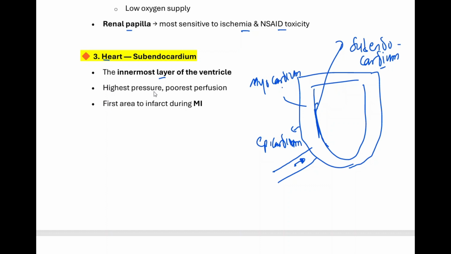And that's the area that will be most prone to what? Ischemia in the heart. And then who can remind us what EKG changes you are going to see with subendocardial ischemia? Very good. You're going to see ST depression on the EKG. As opposed to if a patient has a transmural infarction, whereby the whole wall is affected, that would cause ST elevation.